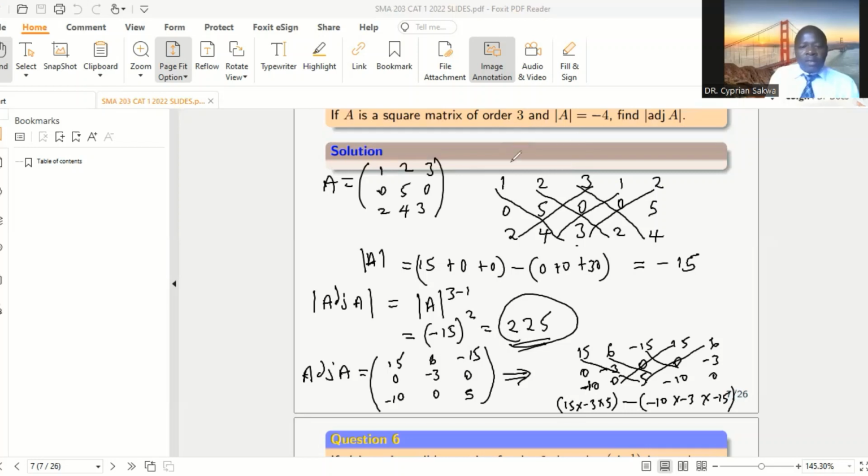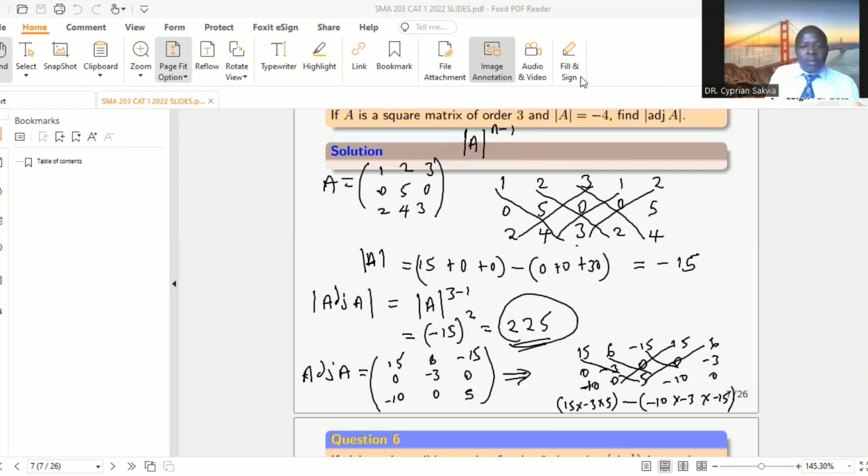So that means if I'm given a matrix and its determinant, I can get the determinant of the adjoint by just getting the determinant of this matrix and raising it to n minus 1, where n is the order of the matrix.